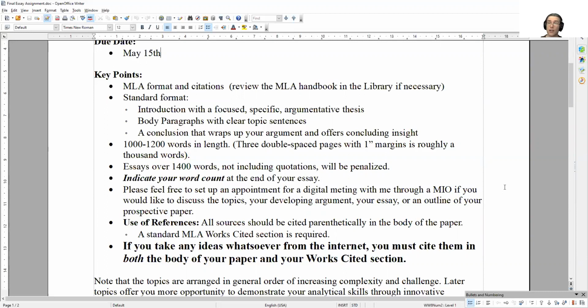If you do take words directly from an online source, you can, but you have to cite them. They have to be in quotation marks, and you have to include an in-text citation for the resource that you used. If you don't have an in-text citation, quotation marks for words that are not your own, and an entry in your works cited section, you are plagiarizing. Be careful of that.